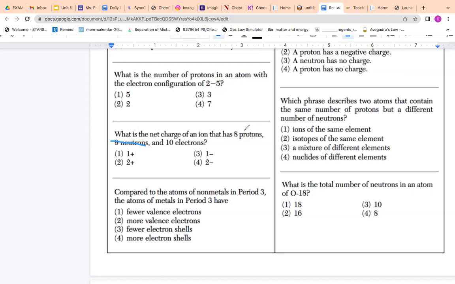So we've got 8 protons. Each proton has a +1 charge. So that means that from all 8 protons, we get a +8 charge. We've got 10 electrons. Each one has a -1 charge. So if we've got 10 of them, that's -10 total. Now they want the net charge. Net is all of it all together. So 8 plus -10, that is -2.